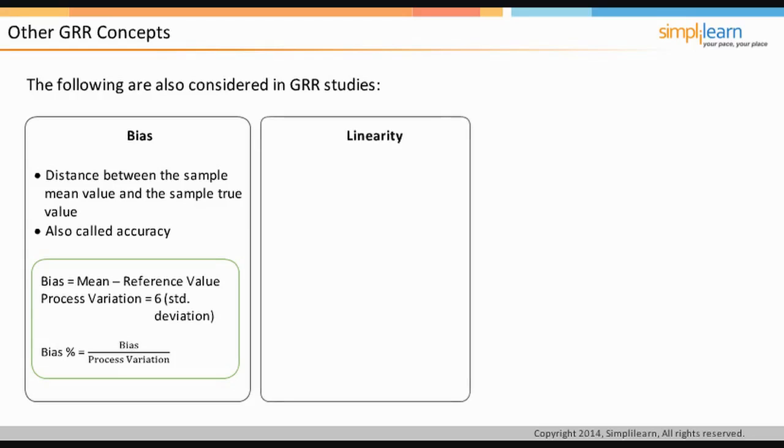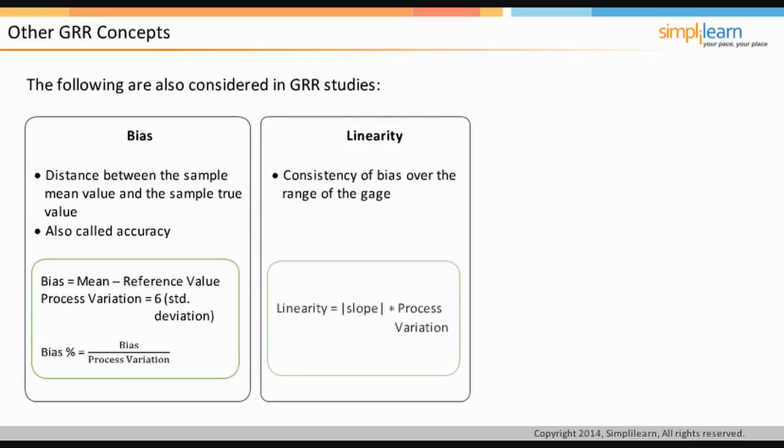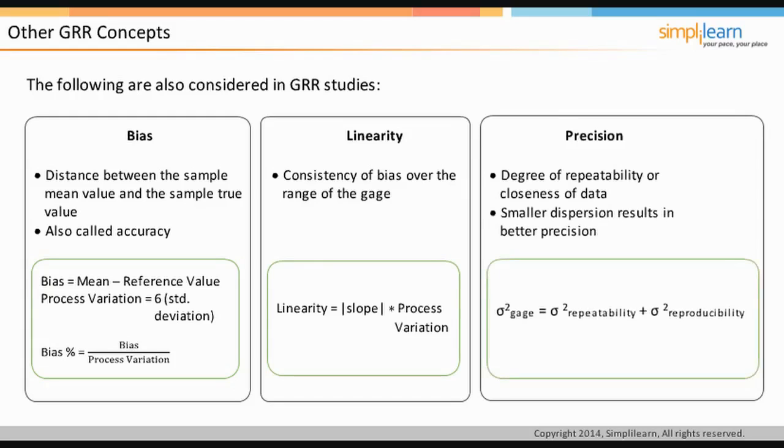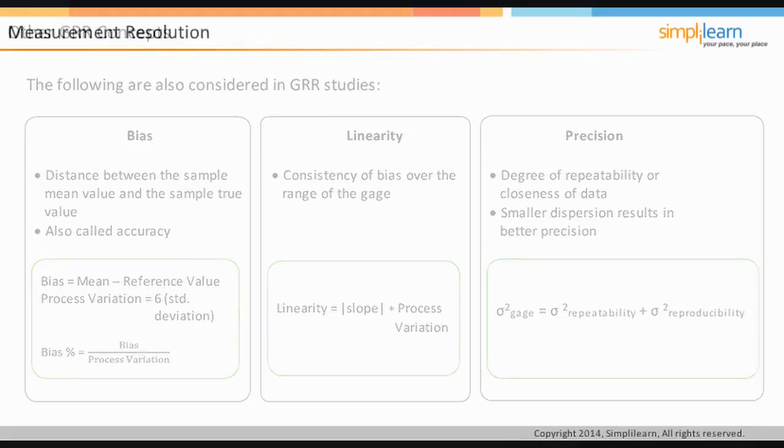The next term is linearity. Linearity refers to the consistency of bias over the range of the gauge. Linearity is given by the product of slope and process variation. Precision is the degree of repeatability or closeness of data. Smaller the dispersion in the dataset, better the precision. The variation in the gauge is the sum of variation due to repeatability and the variation due to reproducibility. In the following screen, we will understand measurement resolution.